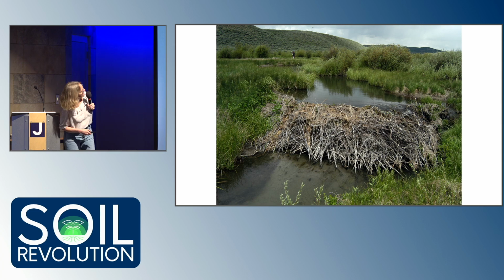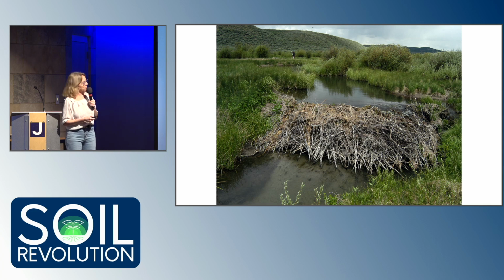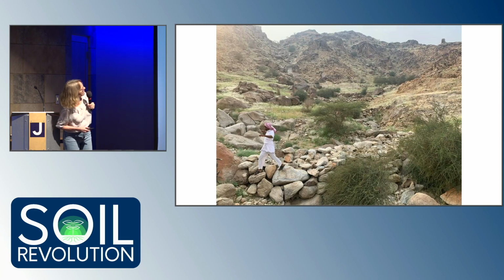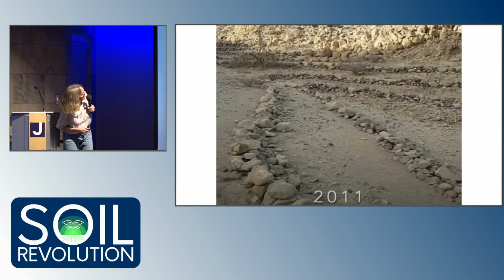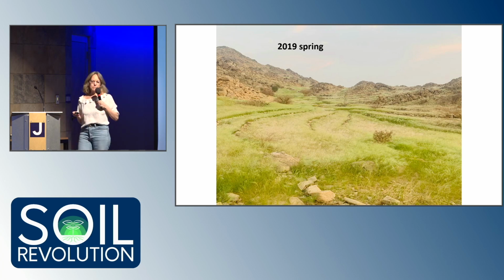So, in nature, we have beaver dams, right? We have a whole lot of different natural forces that we don't have anymore that used to slow our water down. Now, this is in the Middle East. In the super dry area, they put in these different rock berms to slow water down. And look at that, 8 years later, right? So that's part of keeping the water in the water cycle.